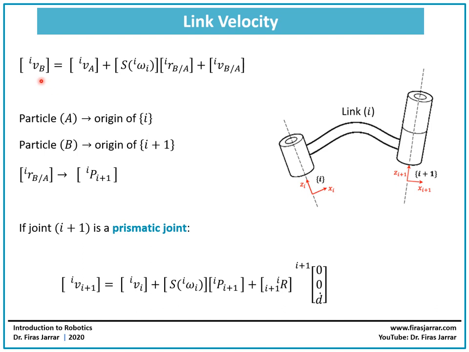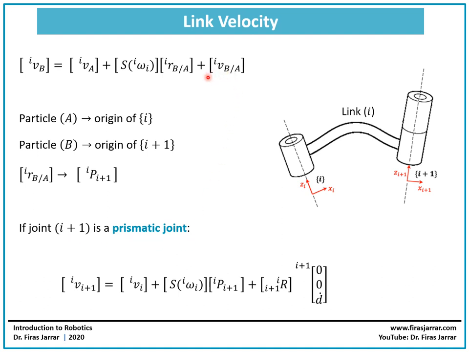So this is the previous formula we just talked about, where we have the velocity of B, the velocity of A, and the relative velocity of B with respect to A. Again, we said particle A is assumed to be attached to the origin here, and particle B attached to the origin of frame I plus 1. Now we're looking at the alternative case, which is having joint I plus 1 be a prismatic joint.